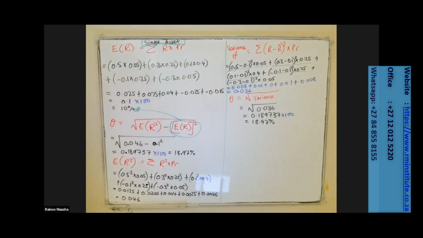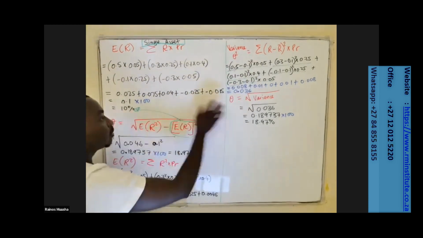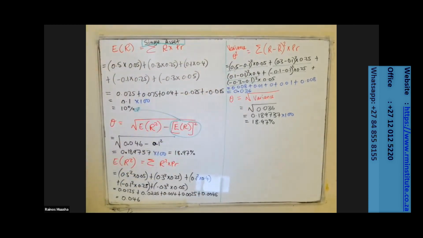So for a single asset, this is typically how you determine the expected return of a single asset. And this is how you can determine the standard deviation of a single asset as well. Any questions before we move on?